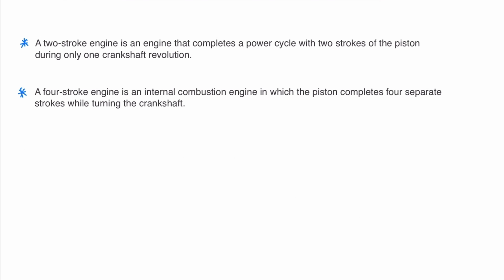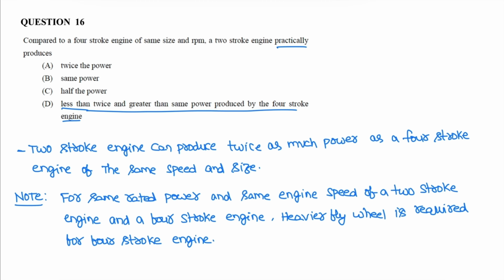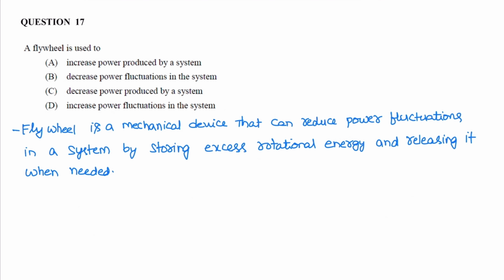So two-stroke engine is an engine that completes a power cycle with two strokes of the piston during only one crankshaft revolution. Similarly, four-stroke is an internal combustion engine in which piston completes four separate strokes while turning the crankshaft. These are definitions for two-stroke and four-stroke engines. When compared to two-stroke engine, it can produce less than twice and greater than the same amount of power produced by the four-stroke engine. This is a practical case. So ideal case it is twice. Next question.